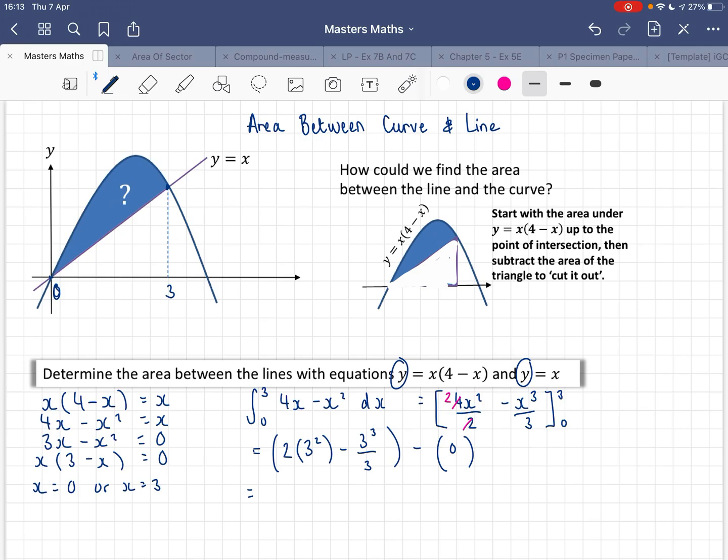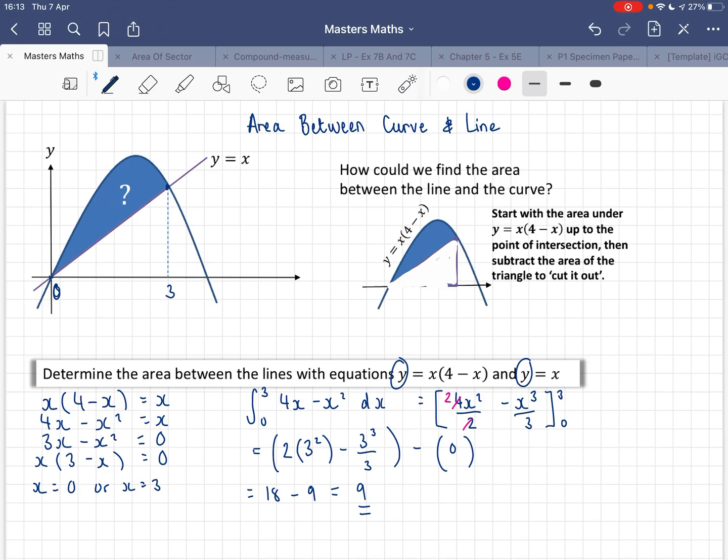Evaluate that. So 3 squared is 9, times it by 2 is 18, minus 27 over 3, which is 9. So the area is 9. The area underneath the curve is 9.